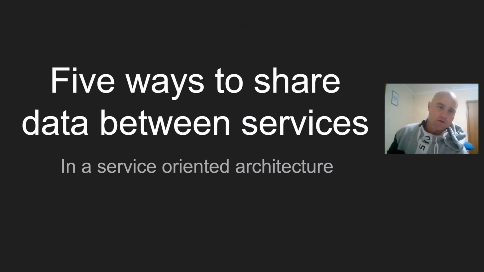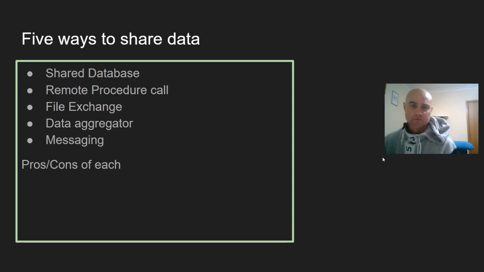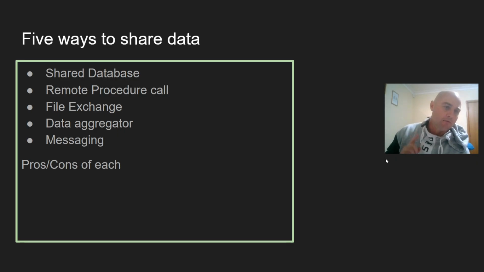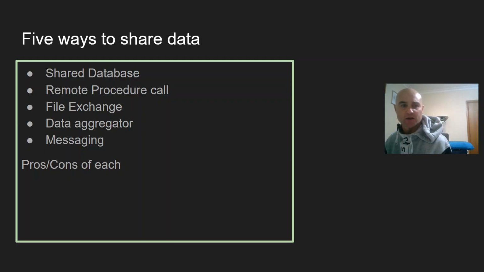In this video, I'm going to talk about 5 ways to share data between your services in a service-oriented architecture. There are 5 ways that I'm going to talk about today. They are shared database, remote procedure call, file exchange, data aggregator, and messaging. And I'm going to go through some pros and cons of each.